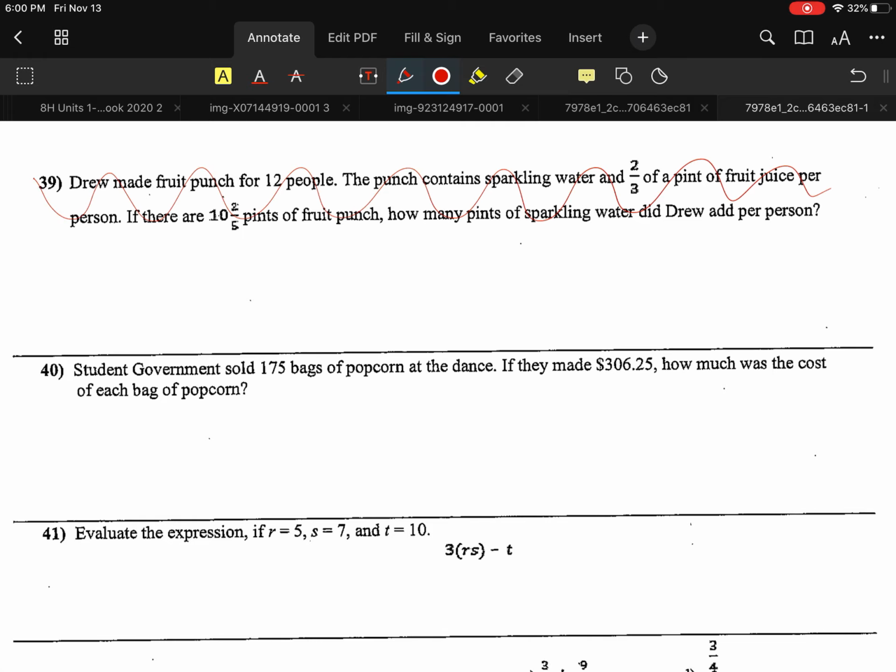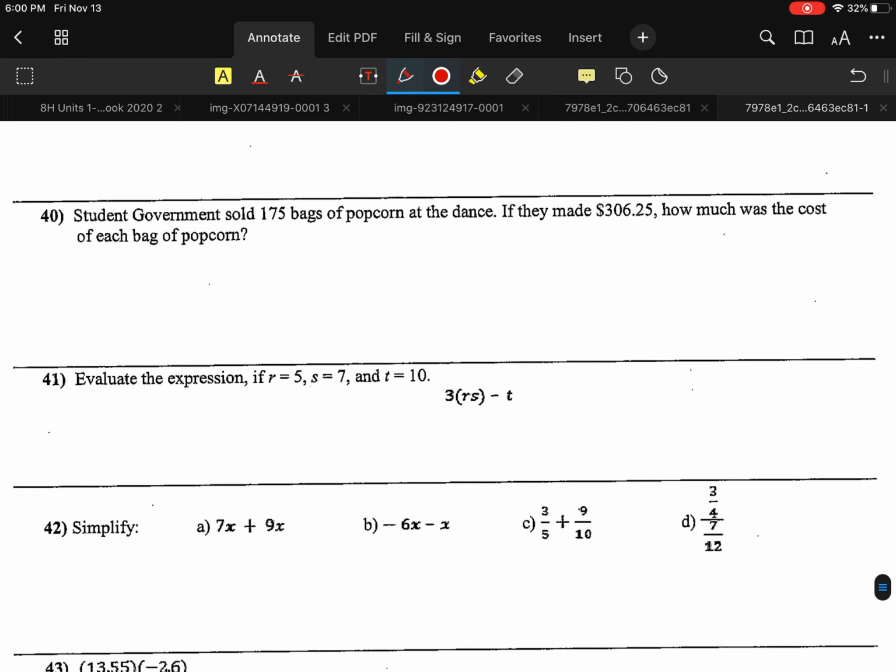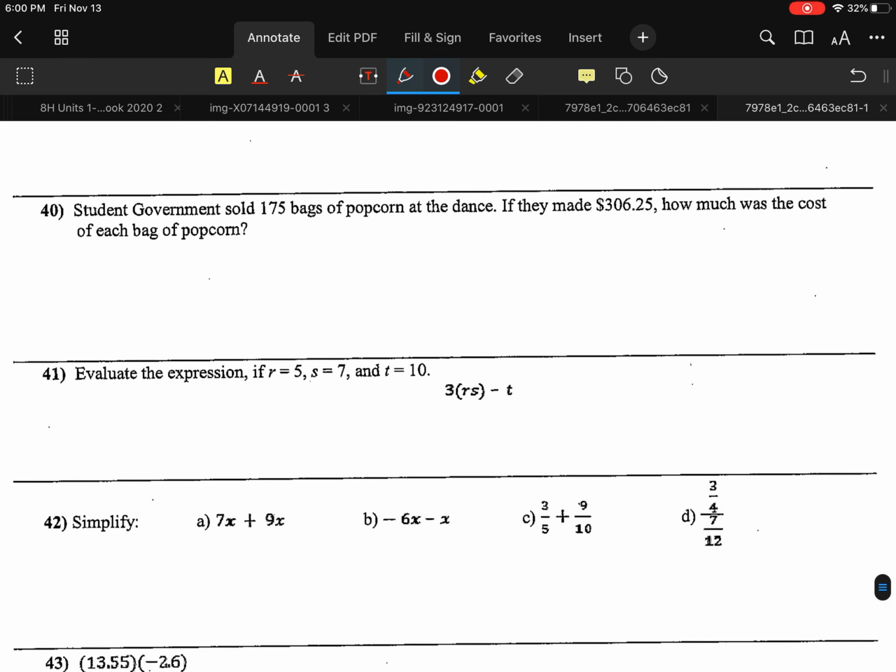Number 39, we are going to skip. Yuck. We are not doing that question. Number 40. This is actually going to be coming up in the next unit. I'm a little unsure why it's here, but let's talk about it.